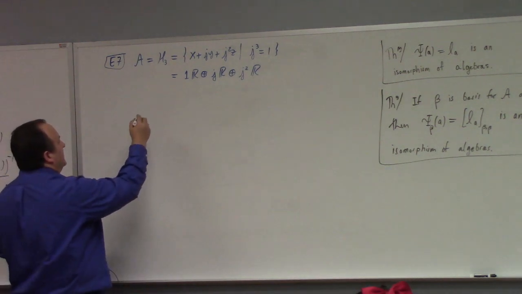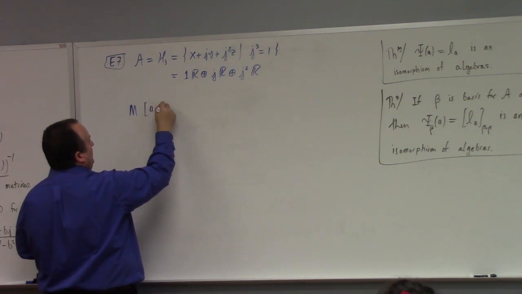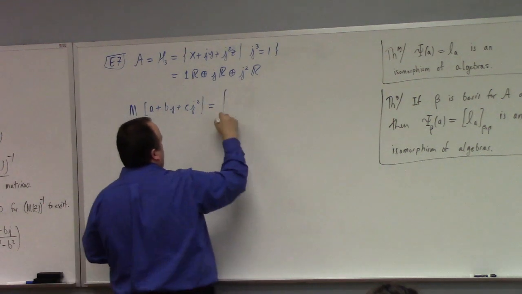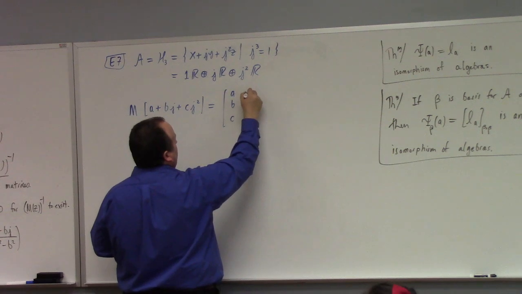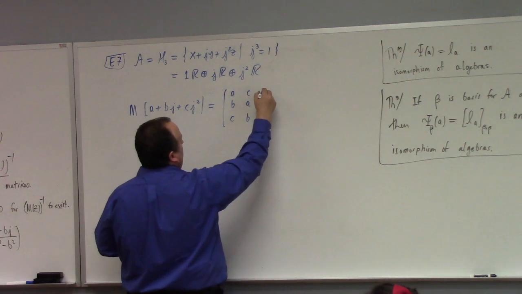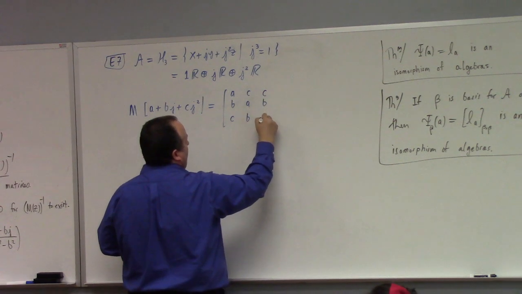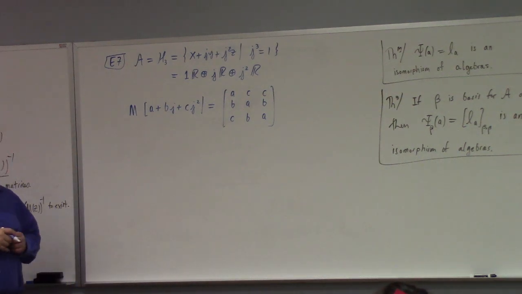And if you look at the matrix representative of, say, a + bj + cj², what you get, as it turns out, is this: A, B, C, C, A, B, and C, B, A. So that's what the matrix representative of a 3 hyperbolic number looks like.